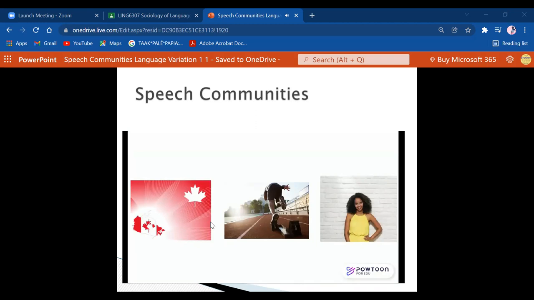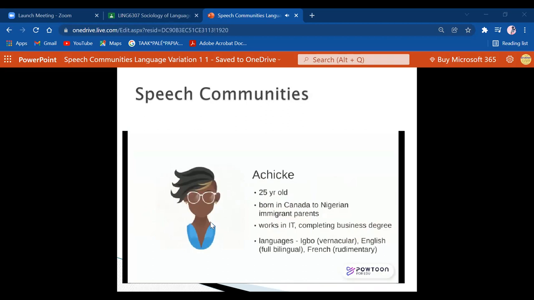Think of a specific student. Let's call her Achike. Achike is a 25-year-old, and she was born in Canada to Nigerian immigrant parents. So she's a second-generation Canadian-Nigerian. At present, a little over 17% of the entire Canadian population falls into this category, where at least one parent was born outside Canada. Let's say Achike works in IT, and she's completing a business degree at university, and her languages are Igbo, her vernacular language learned from her parents, English, she's fully bilingual in this language, and French. She is a beginning learner of French. All of these languages, including any variation on these languages that Achike might use throughout her life, comprise her idiolect. As Achike goes about her day, she moves between different groups.